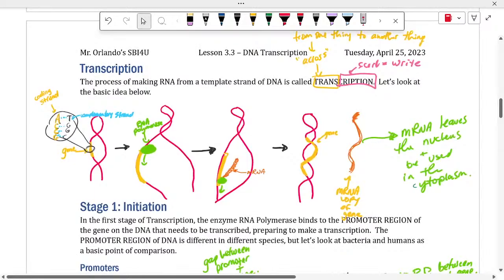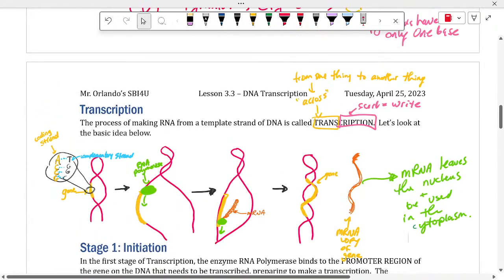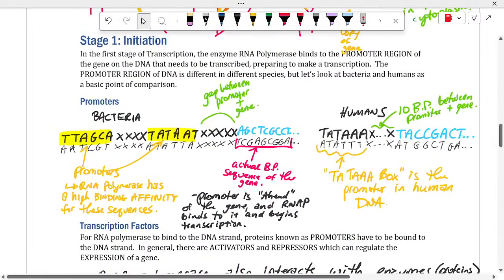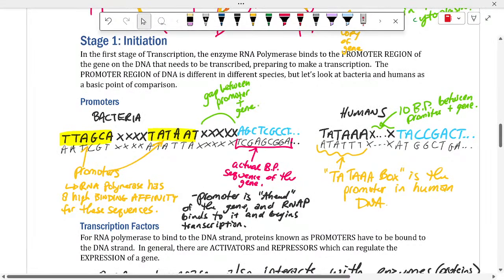Yeah, so now we want to look at this in a bit more detail, what this looks like. So we said the first stage is what we call initiation. And initiation, to initiate something simply means to start, to get started. So to get started, you got a lot of DNA. So how in the world, if RNA polymerase is going to copy just one gene, how does it know to do so?